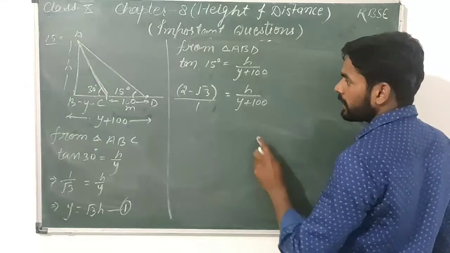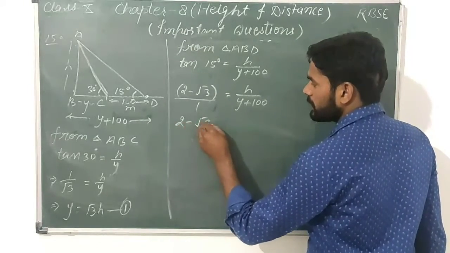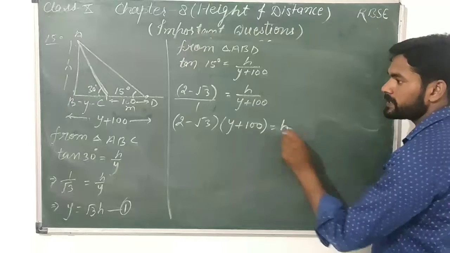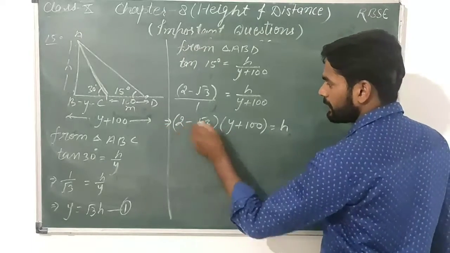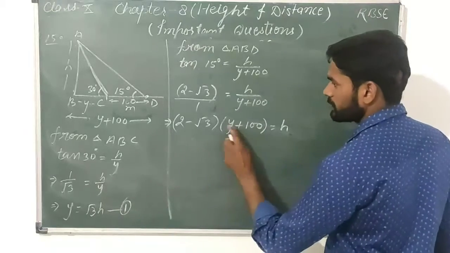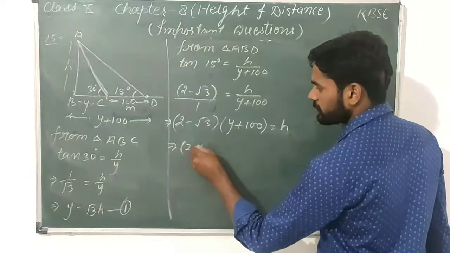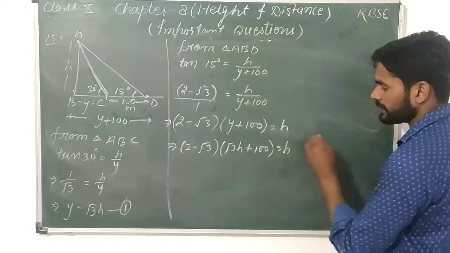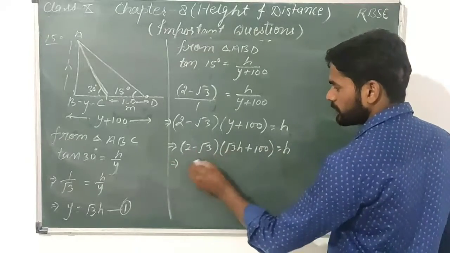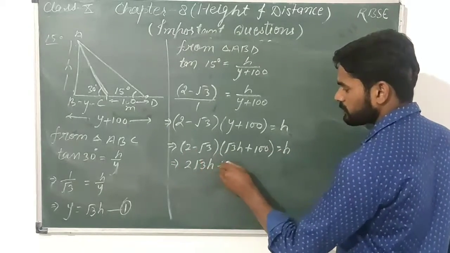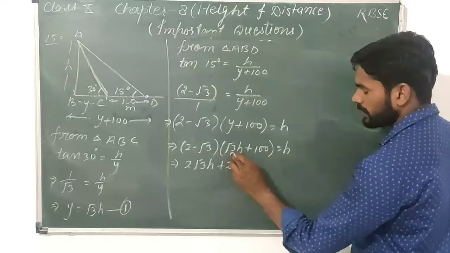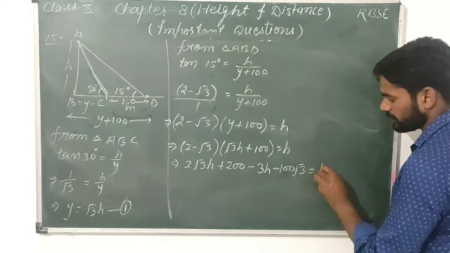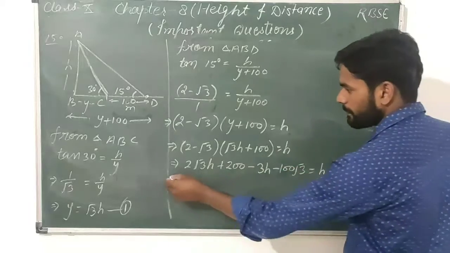हमें इसकी वैल्यू चाहिए. 2 minus root 3 into y plus 100 is equal to h. हमें h की वैल्यू कैलकुलेट करनी है, हाइट ऑफ द पिलर. y की वैल्यू अप्लाई कर दो, root 3h. 2 minus root 3 into root 3h plus 100 is equal to h. Open the bracket: 2 root 3h plus 200 minus root 3 into root 3h minus 100 root 3 is equal to h.